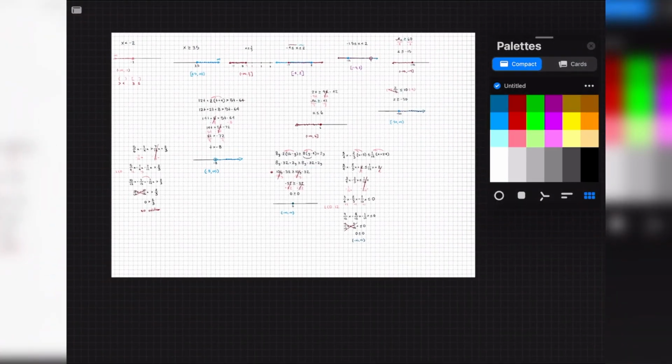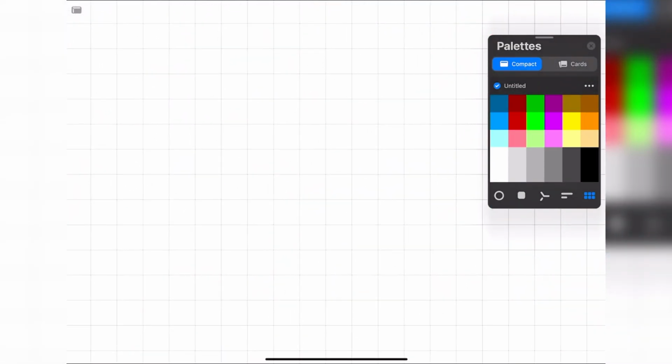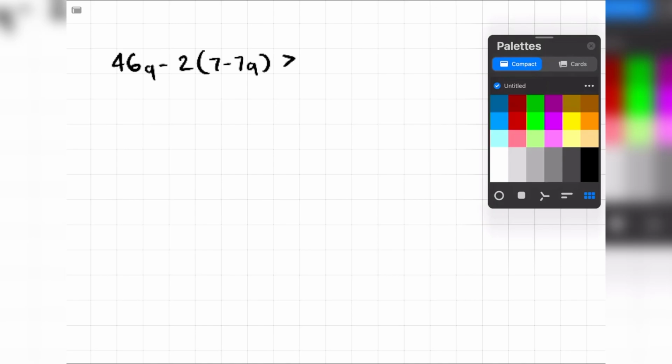Okay, next question right here. Let me pause. All right, so the next question is 46q minus 2 parentheses 7 minus 7q parentheses is greater than 4 parentheses 15q plus 3. A lot of distribution that we're going to do here in a second, okay? So for this question, you distribute these guys and then you distribute these guys. This is your first step.